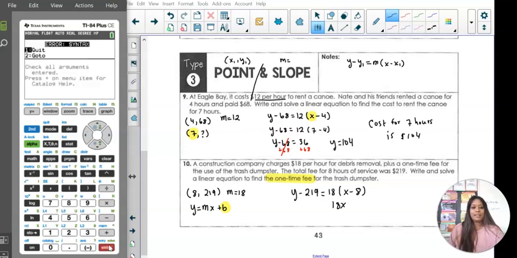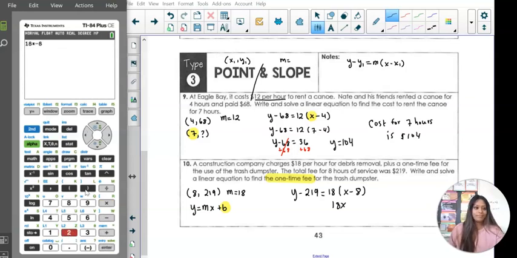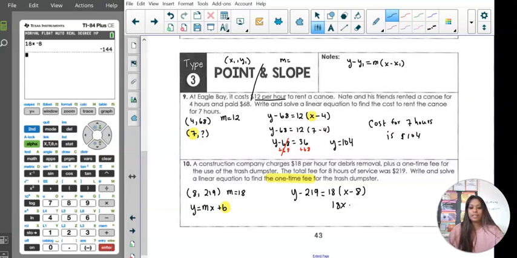Yeah, 18 times negative 8. Rookie mistake. 18 times negative 8 is negative 144. So that goes here. And then I'm going to go ahead and bring this down. And then finally, just take this part over. So plus 211 plus 219.